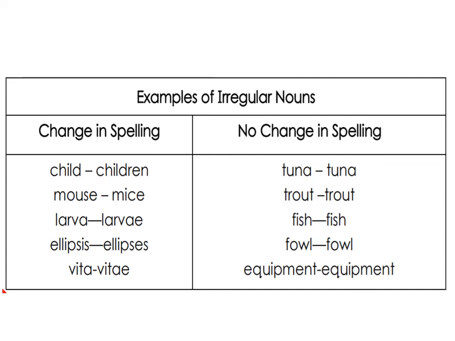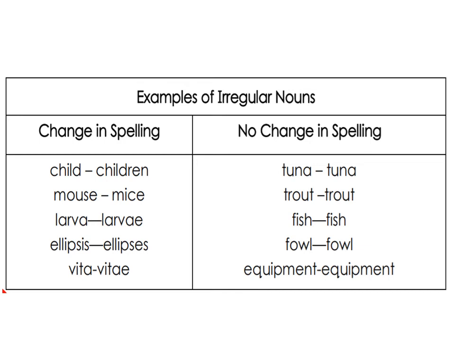And another one, as I said earlier, some examples of irregular nouns, we change their spelling. And then the other side, no change of spelling. But let's go first in the change in spelling. We have child, we have children. Mouse, mice. Larva, larvae. Ellipsis, ellipses. Vita and vitae.